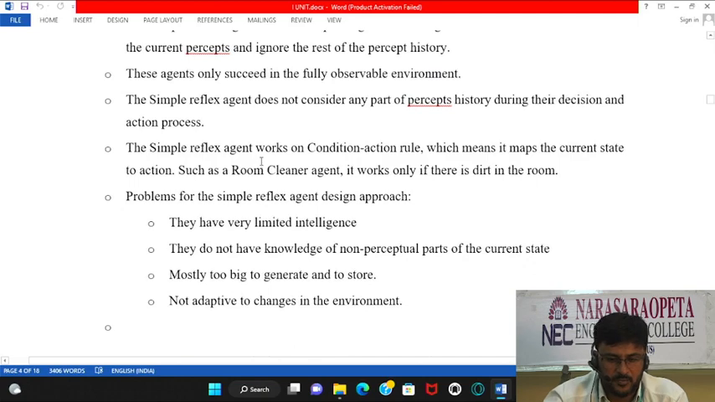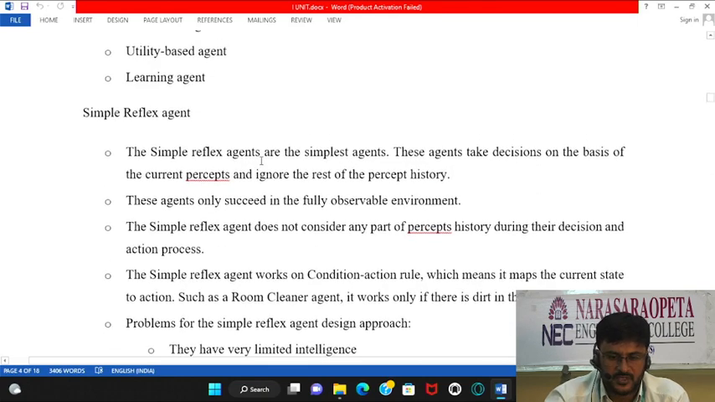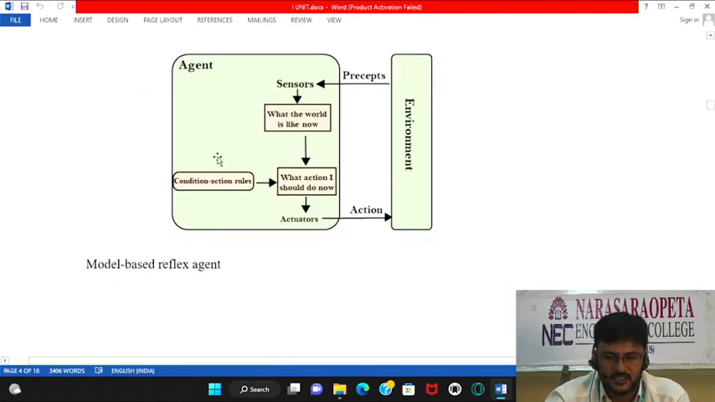This is the simple reflex agent example. The agent perceives the environment through the sensor, and then decides what action I should do now depending on the condition-action rule, to act on the environment.